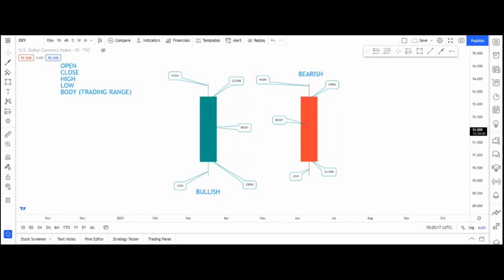Now let me show you candlestick on a real chart.